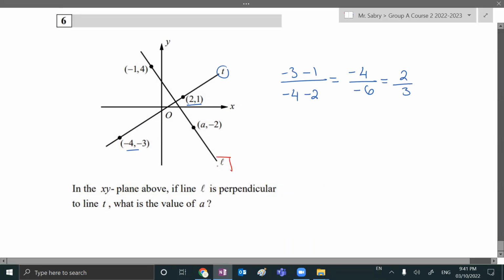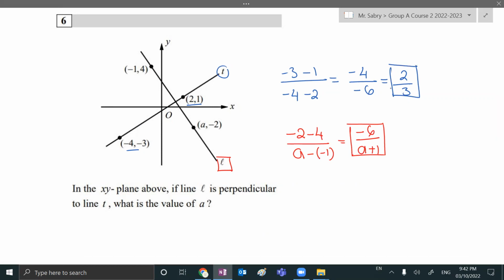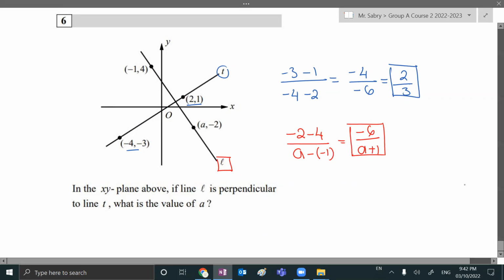Now if you check line L, the other line, when you calculate its slope it's negative 2 minus 4 over a minus negative 1. That would get me negative 6 over a plus 1. Now I have the slope of this line and the slope of the other line, T. Because they're perpendicular, not parallel, I'm supposed to flip and switch the sign. So instead of 2 over 3, I'll put negative 3 over 2. I'll flip them, make these two equal to each other and start solving.